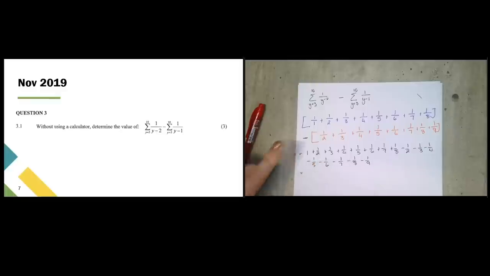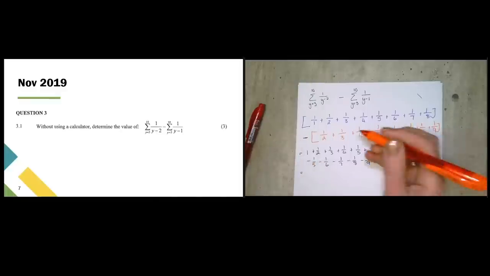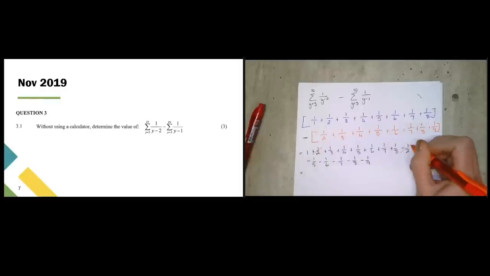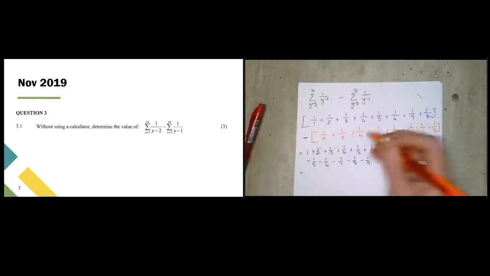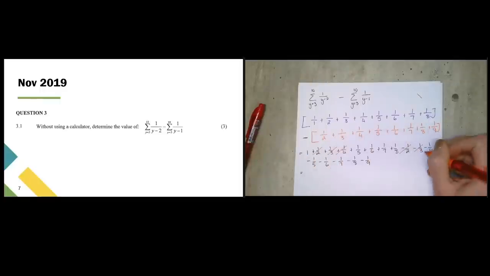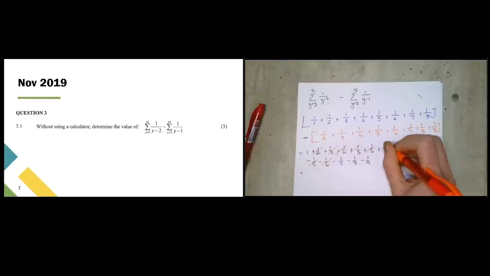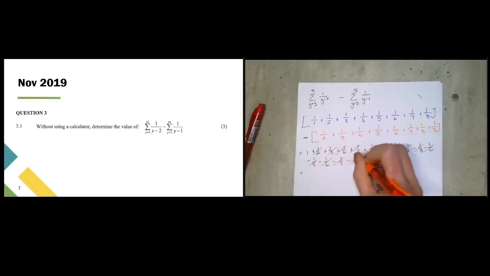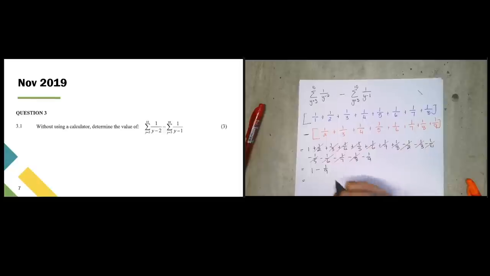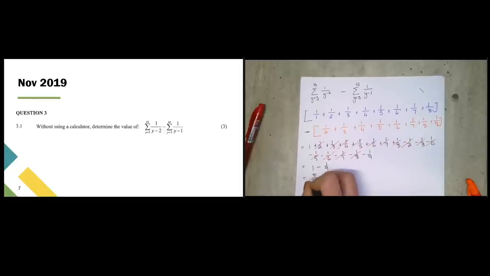And now you should notice something. Seeing they said we're not using a calculator, plus a half, minus a half cancels. Plus a third, minus a third, a quarter, minus a quarter, a fifth, minus a fifth, a sixth, minus a sixth, a seventh, minus a seventh, and an eighth, minus an eighth. So what is left? 1 minus 1 over 9. 1 minus 1 ninth is 8 over 9.